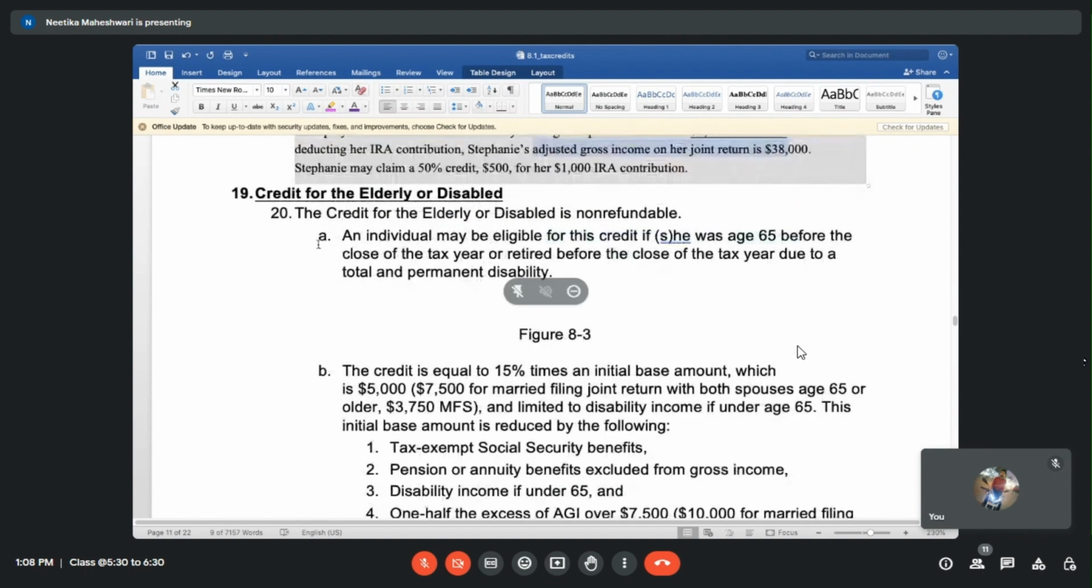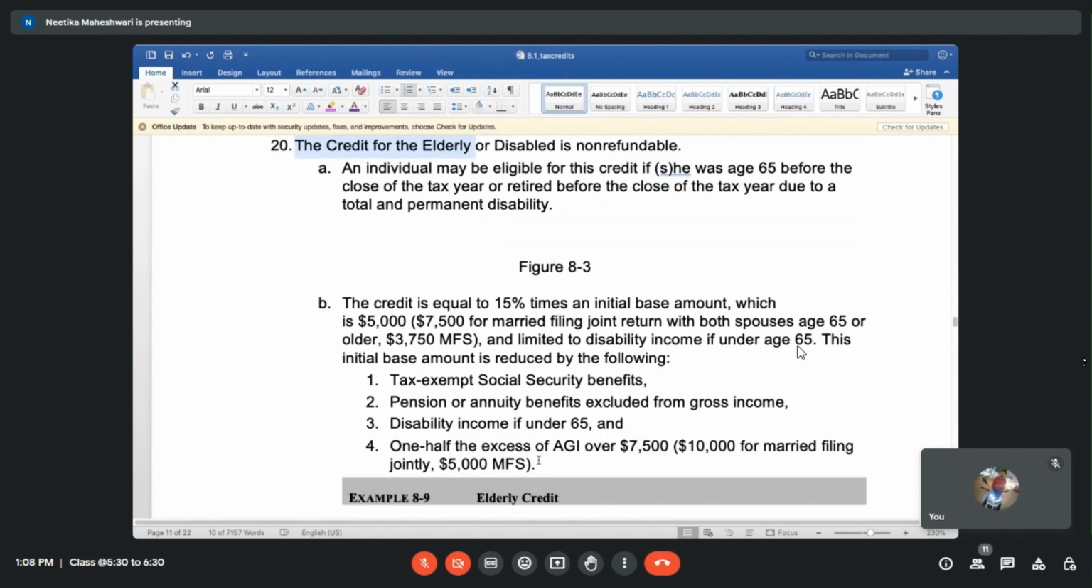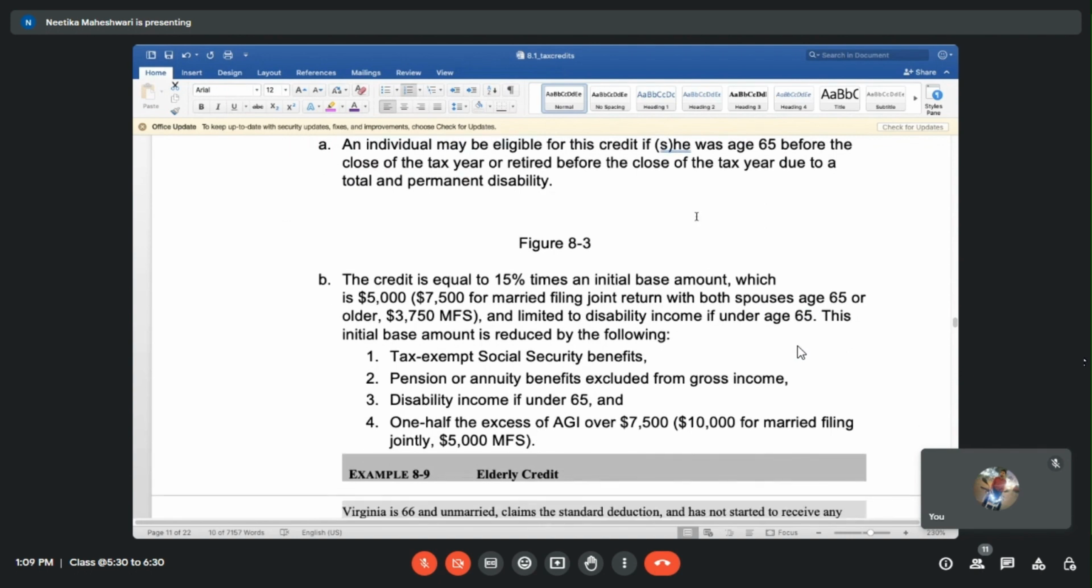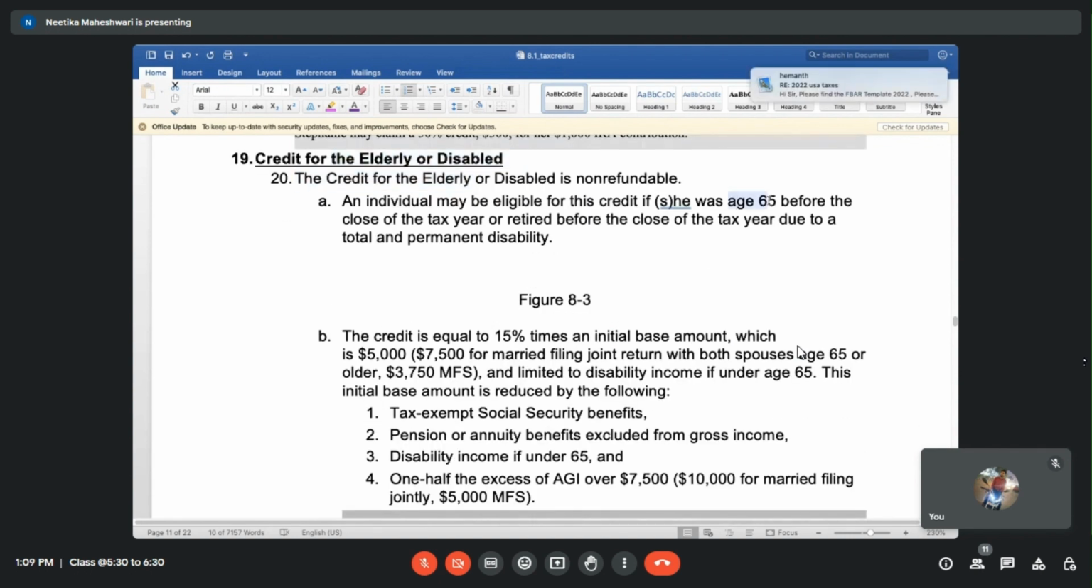This is the credit for the elderly or disabled. Now, what is elderly? What is disabled? What conditions need to be satisfied? Let's just go over that quickly. Elderly means there has to be an age of 65 and above. That is considered to be elderly for the purpose of this credit.